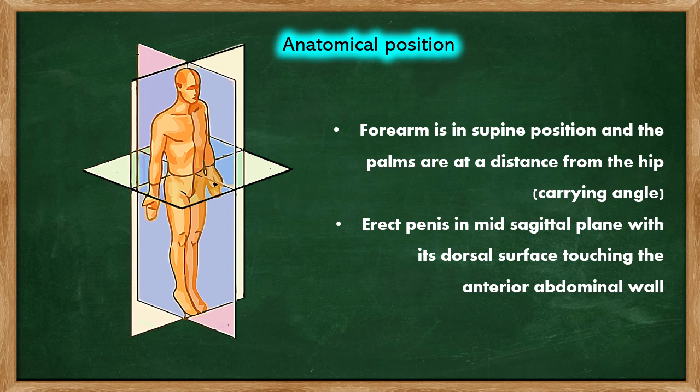The penis is erect and located in the mid-sagittal plane with the dorsal surface of the penis touching the anterior abdominal wall. That means the ventral surface is facing forwards.